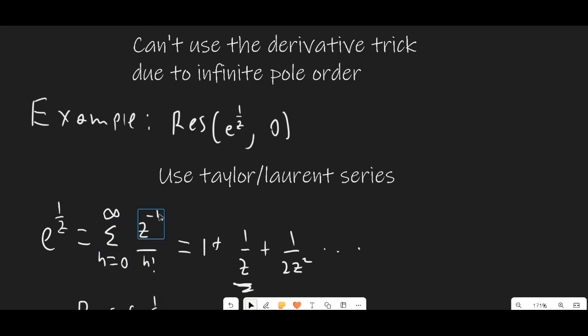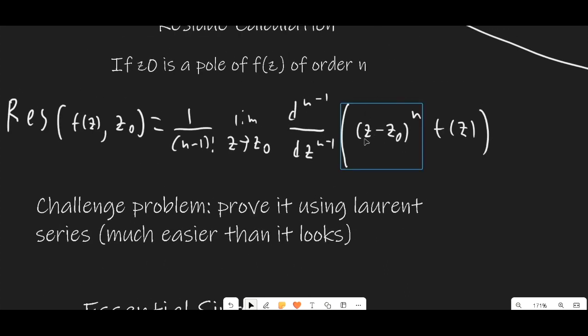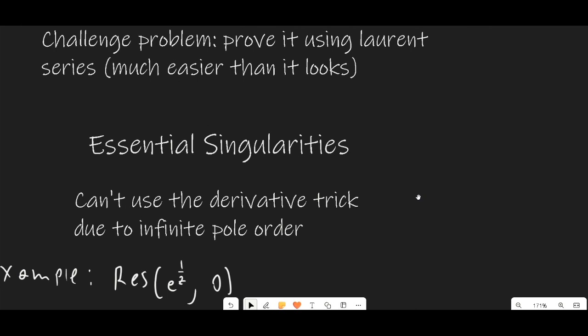And as you can see, we have an infinitely large pole order here. However, that's not actually a big problem for us. We can't use the derivative trick because we can't multiply by (z - z0) to the infinity and take the derivative infinity times and then divide by infinity factorial. That doesn't work.